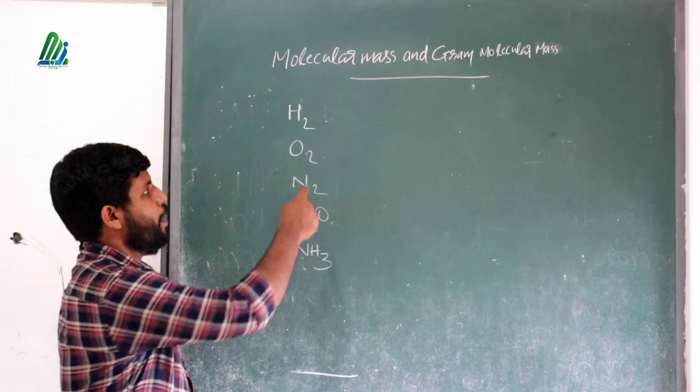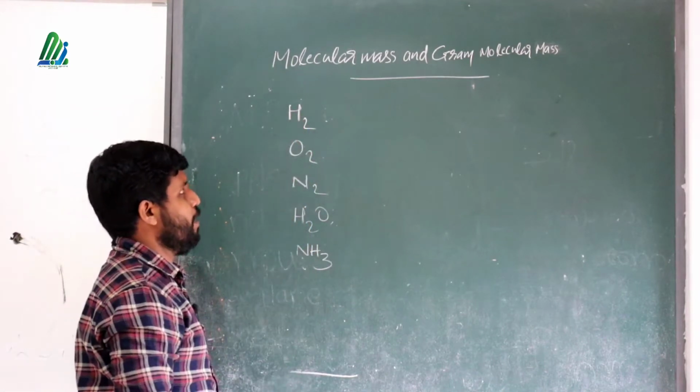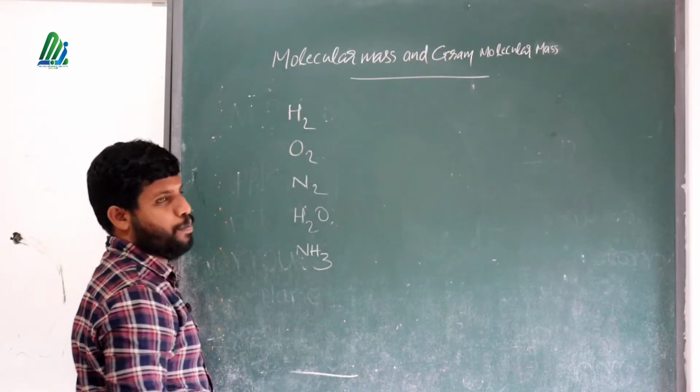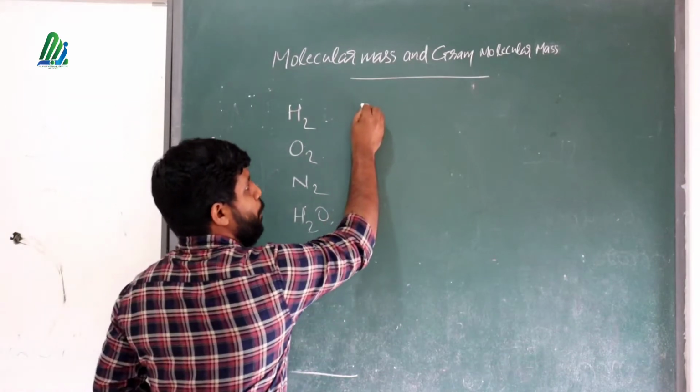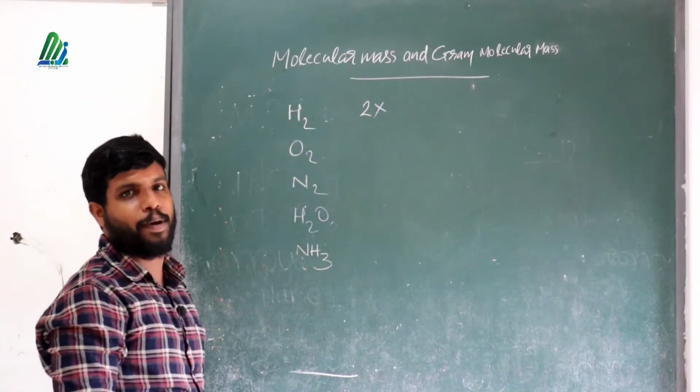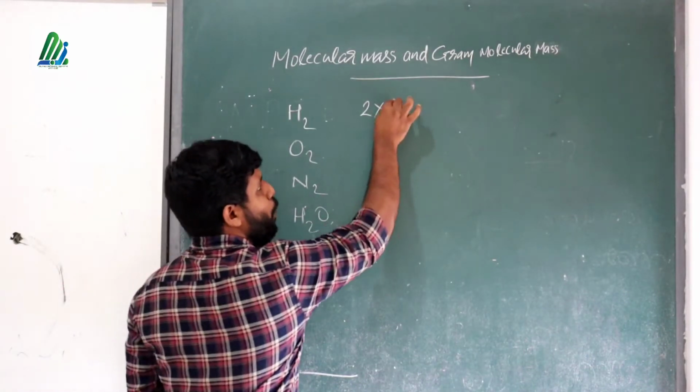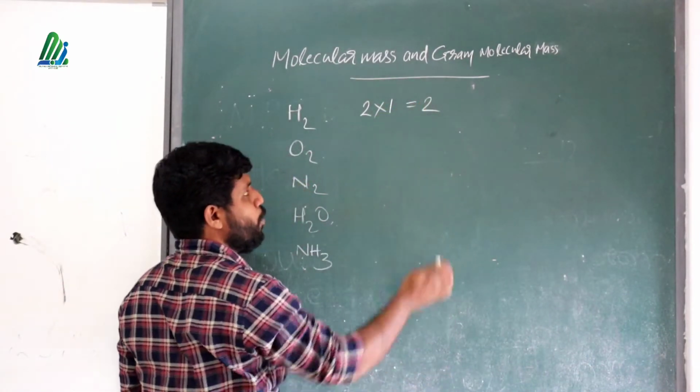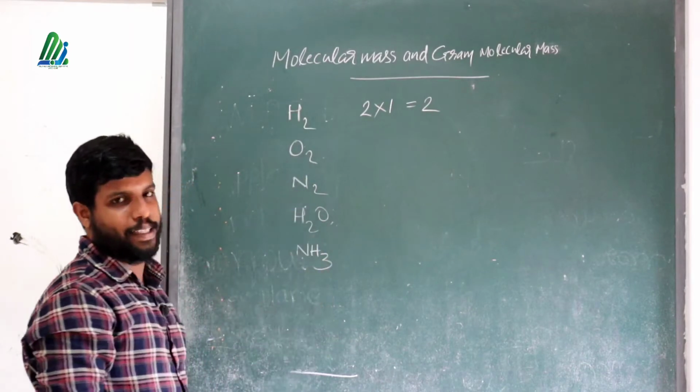Here we are representing hydrogen as H2. How many hydrogen atoms? 2 hydrogen atoms. So it is simply 2 into the atomic mass of hydrogen. The atomic mass of hydrogen is 1. So 2 into 1 is equal to 2. So 2 is the molecular mass of the hydrogen molecule.